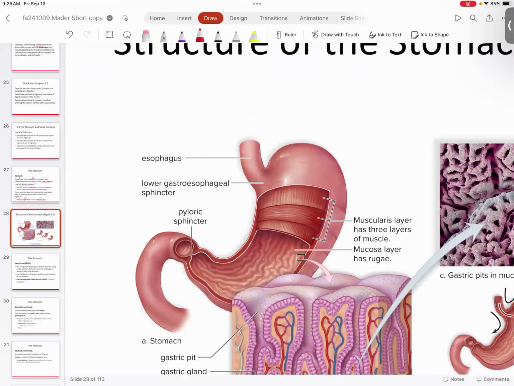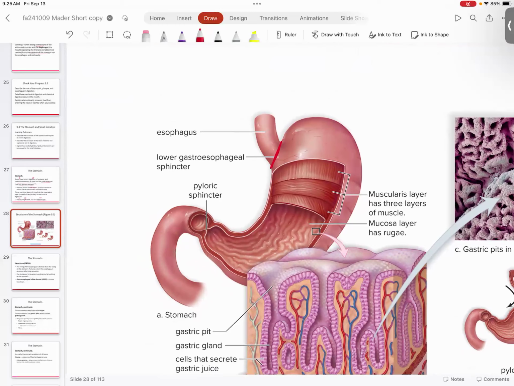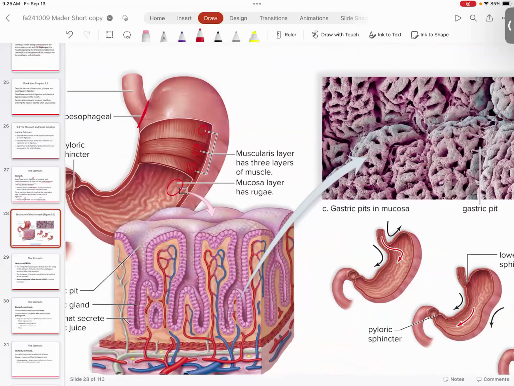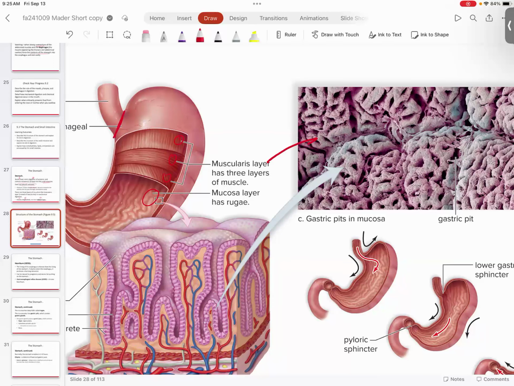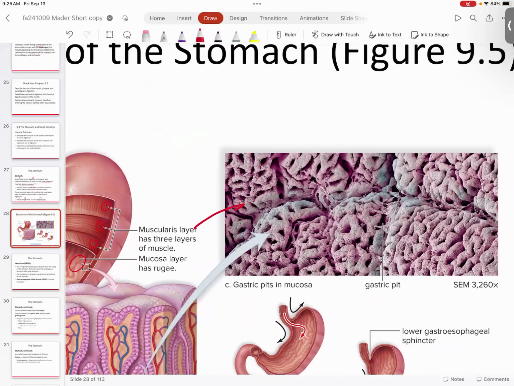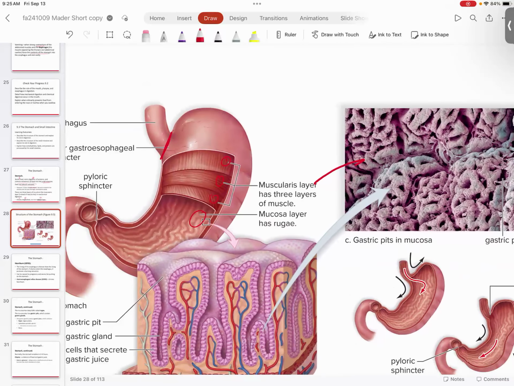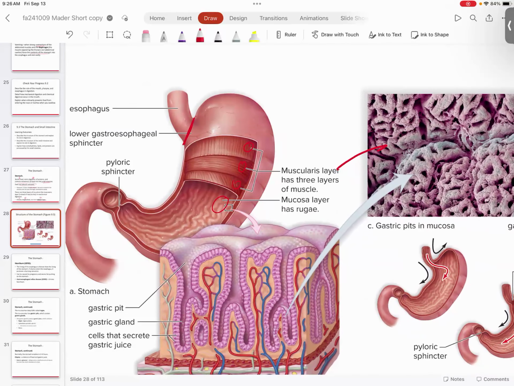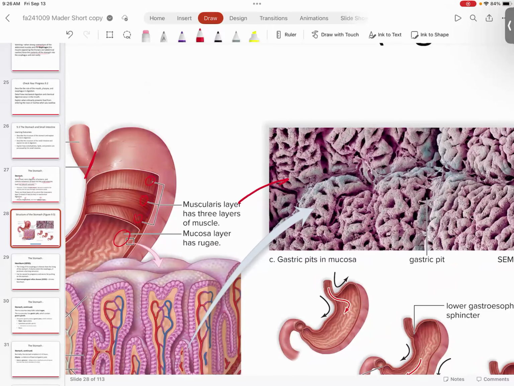So here you can see your lower esophageal sphincter, which is going to close off the esophagus from the stomach. And then we cut this open and you can see a couple of things. First of all, you can see the muscularis layers, your 3 layers of muscle: circular, longitudinal, oblique. On the inside surface, you can see the mucosa layer is organized into ridges called rugae. And you can see the scanning electron micrograph. That's a real stomach we're looking at, what it actually looks like on the inner surface. You can see all those little wrinkled areas, those rugae. You can also see what look like little holes. Those are gastric pits.